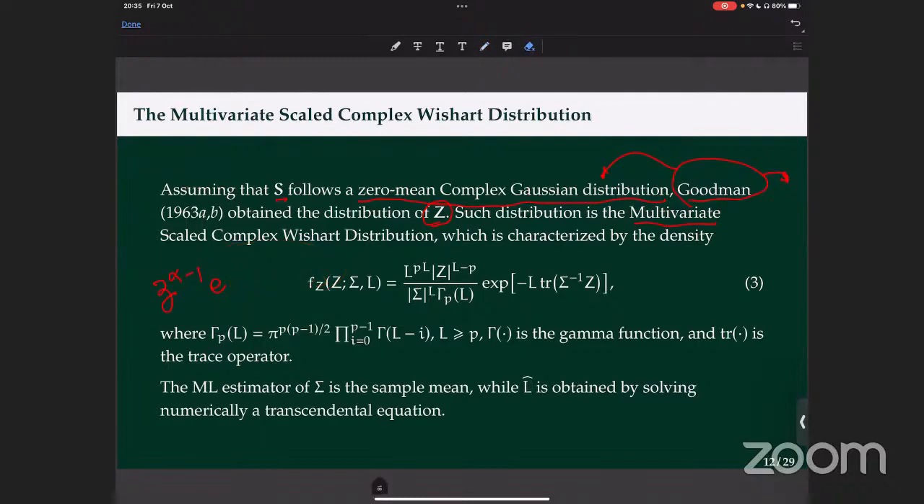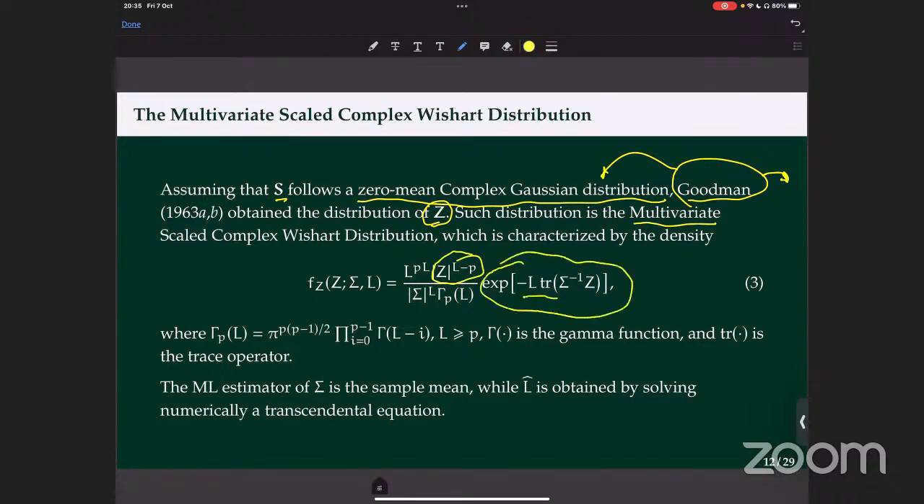And behold, this has something very similar: z to the L minus something times e to the minus something z. Only that now z is a matrix. So your suspicions are confirmed. This is very, very close to the gamma distribution. Only that now we are talking about random matrices. We are no longer talking about univariate random variables. But we are very close, and the gamma distribution will soon appear.